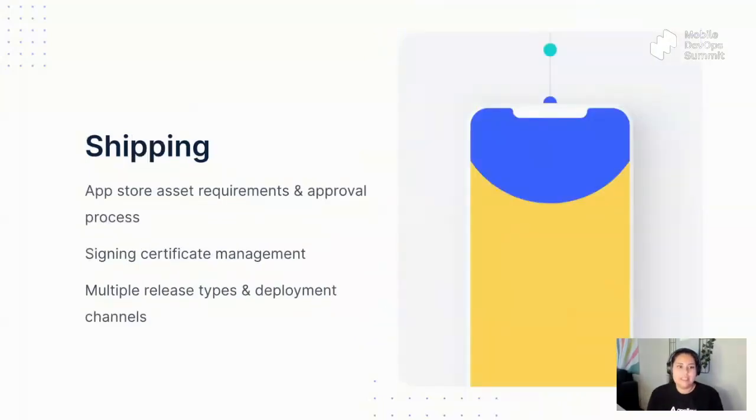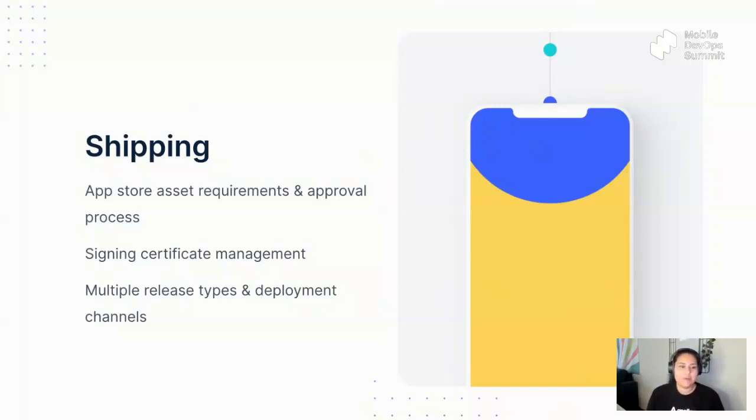There's also shipping to consider. Shipping is very different for mobile than it is for traditional CI/CD. You can't ship in 10 minutes, you can't ship instantly. There's the App Store asset requirement and approval process to consider. There's also signing certificate management. And again, managing multiple release types and deployment channels.